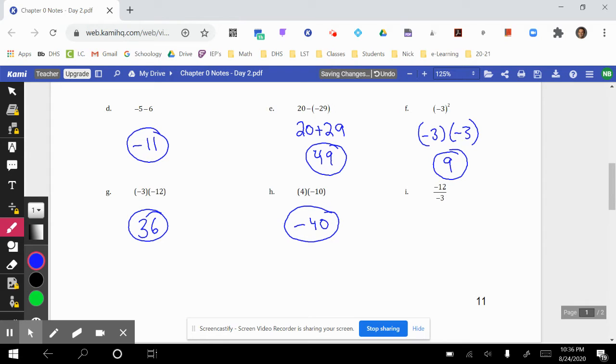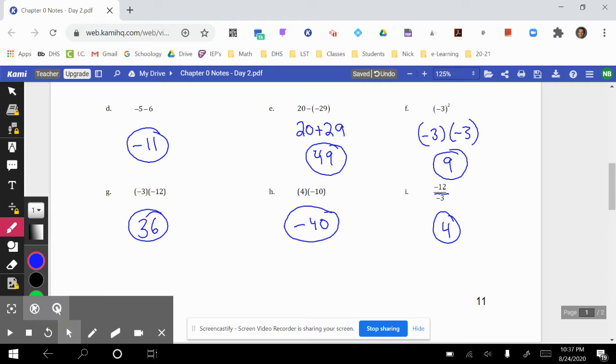All right, and our last one here on this page, we have a -12 divided by a -3, right? This little fraction bar really means divide. So here we have a negative divided by a negative. That follows the same rules as negative times a negative. So that's going to be positive. And then 12 divided by 3 just gives us 4. All right, so hopefully that wasn't too bad here.